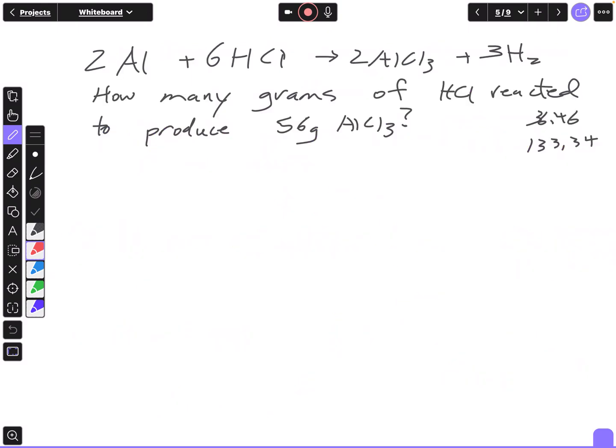Now, if we look at a gram-to-gram stoichiometry, the first thing we always do before working any of these problems is to make sure we have a balanced equation. Now, I've not made you balance any much in this unit just because that takes a lot longer to work the problems, and on the test you won't have to balance any. But just always check and make sure. Now, we want to know what type of stoichiometry problem this is. Well, it says how many grams of HCl, that's what I'm looking for, reacted to produce 56 grams of AlCl3.